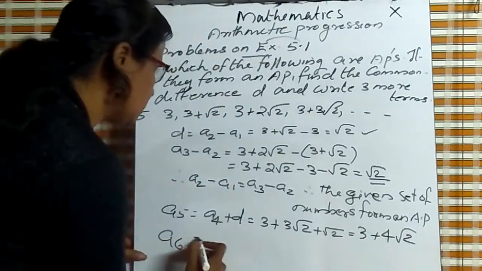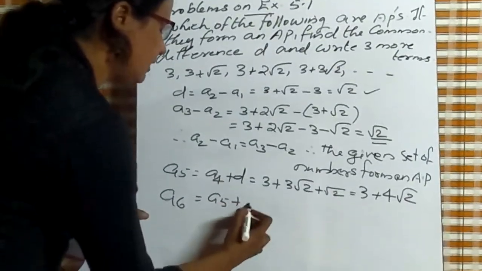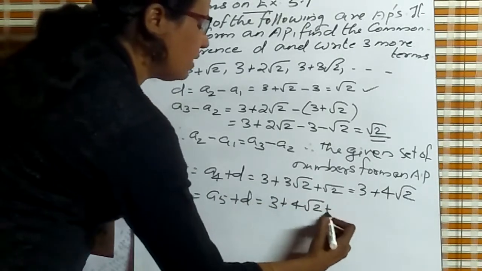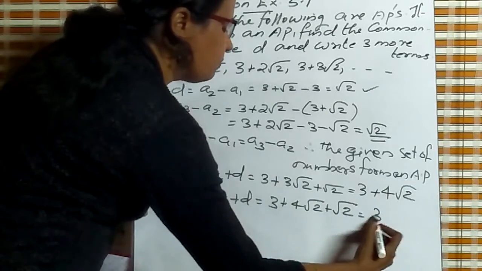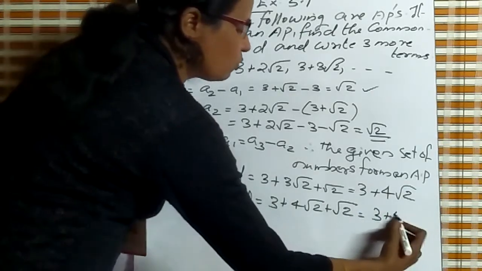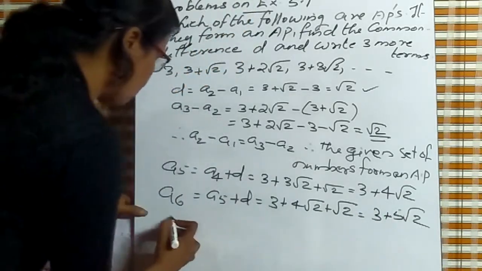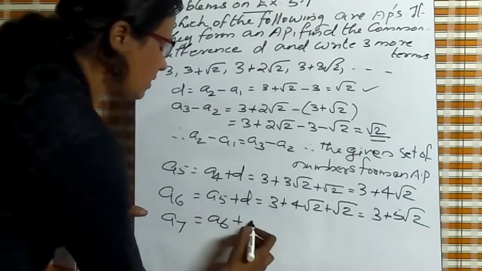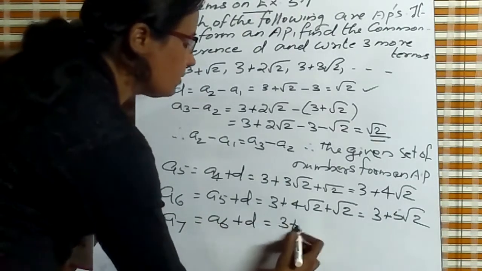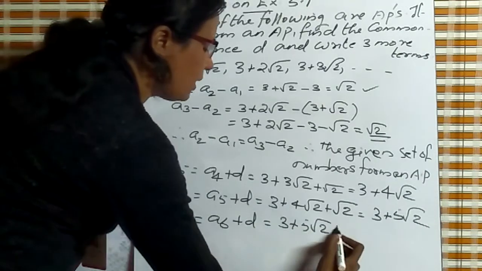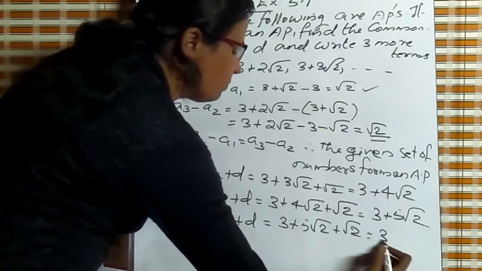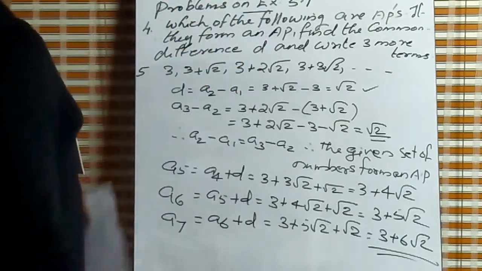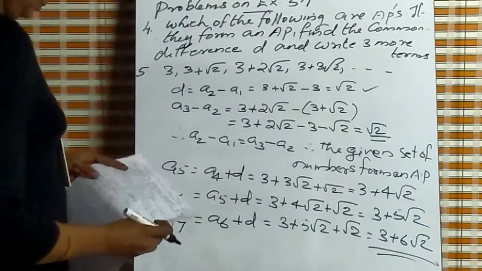Then A6 is A5 plus D. A5 is 3 plus 4 root 2, plus root 2, which is 3 plus 5 root 2. Then A7 is A6 plus D. A6 is 3 plus 5 root 2, plus root 2, which is equal to 3 plus 6 root 2. 5 root 2 plus root 2 is 6 root 2.